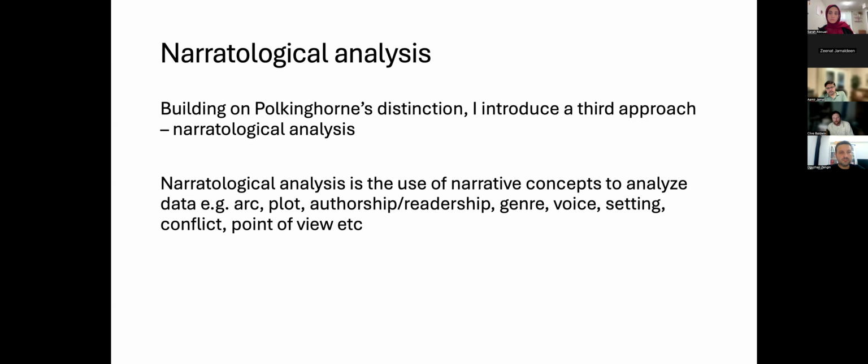Building on this, we can use narratological terms, narrative theory, to look at data. So this narratological analysis is the use of narrative concepts basically from literary criticism and the like. Okay. So we can look at narrative arc. How is this story presented as a story with a background, a rising action, a climax, a falling action, and what sort of story is it? What sort of plot is it?